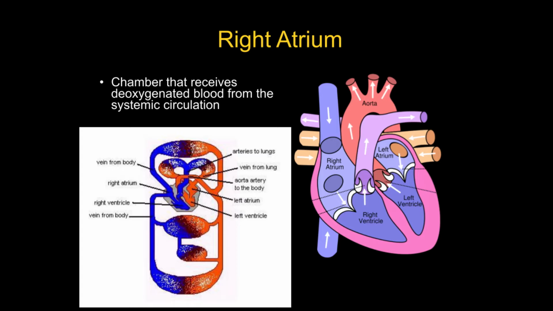So everything begins in the right atrium. So this is the chamber that will receive all the deoxygenated blood coming in from the systemic circulation from the major veins. So as you can see, the one coming from the top is the superior vena cava, and the one coming from below is the inferior vena cava.